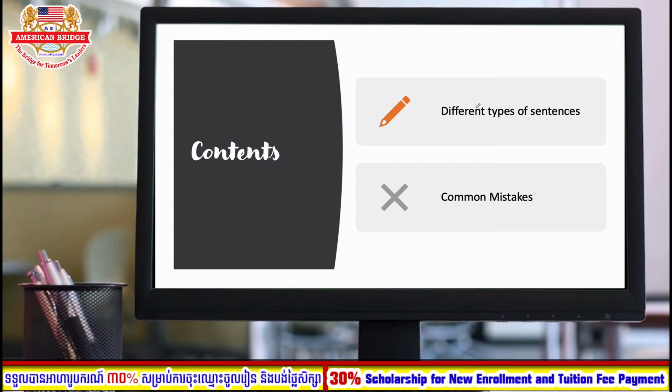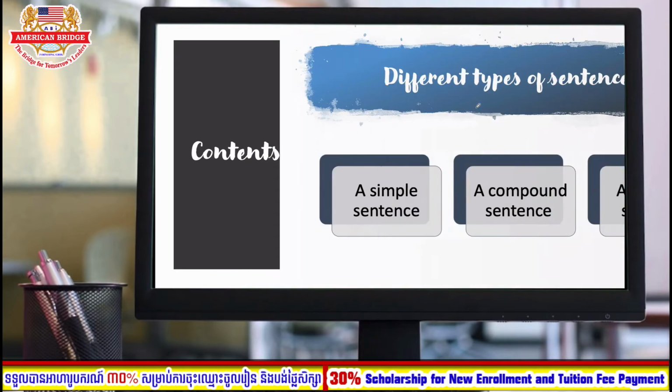Last but not least, we will learn some common mistakes that mostly occur when linking two sentences together. To avoid those mistakes, you should look at all of them in advance. So without any further ado, let's look at our types of sentences.